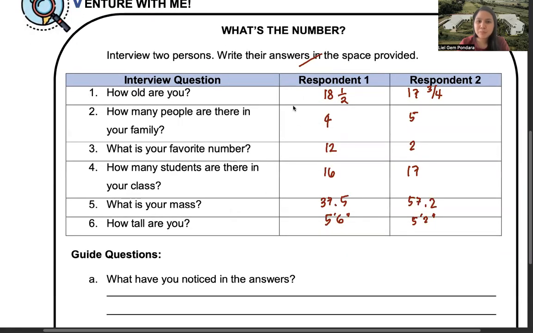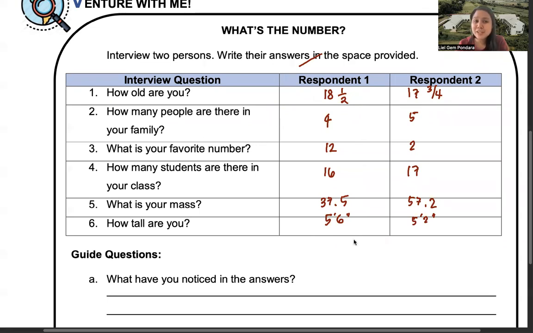Now, how about your answers? Our answers for 2, 3, and 4 are whole numbers. Like how many people are there in your family? 4 or 5. What's your favorite number? 12 or 2? How many students are there in your class? 16 or 17? While our answers for 1, 5, and 6 have parts: 18 and 1 half, 37.5, 5.5, or 5 feet, 0.5.